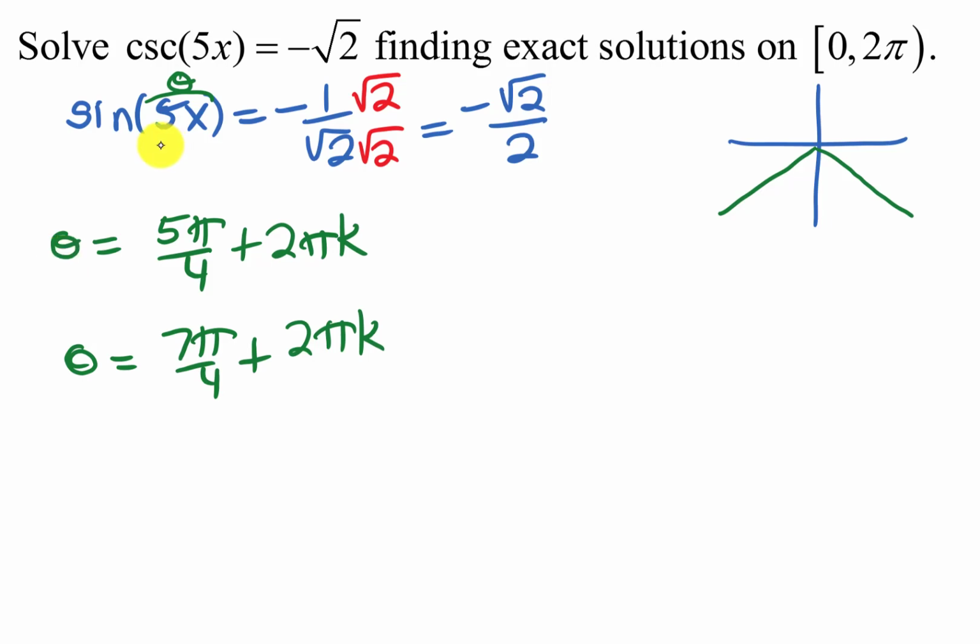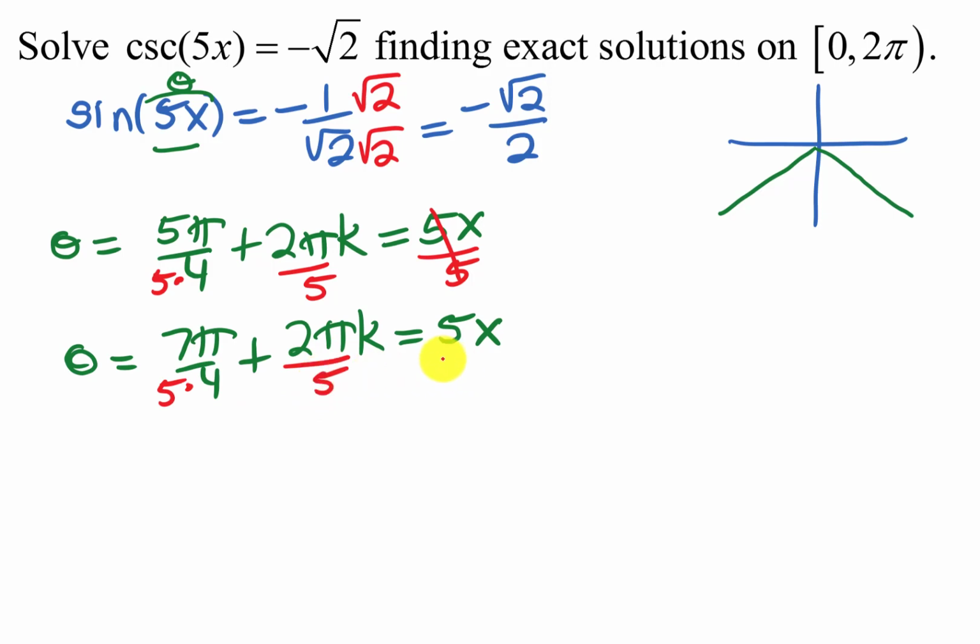But we have 5x, not theta, and we want to solve for x. So I can put this equal to 5x, and I can put this one equal to 5x. And now what I'm going to do is divide everything by 5 so that we can find out what x equals. I need to divide both terms on this other side by 5, and let's do that everywhere here. And now I have an equation, x equals, and I can generate all solutions. Now I'm only interested in the solutions on the interval from 0 to 2 pi.